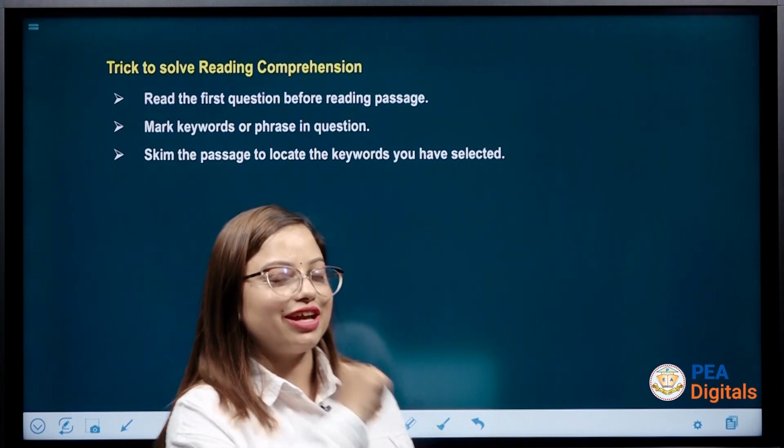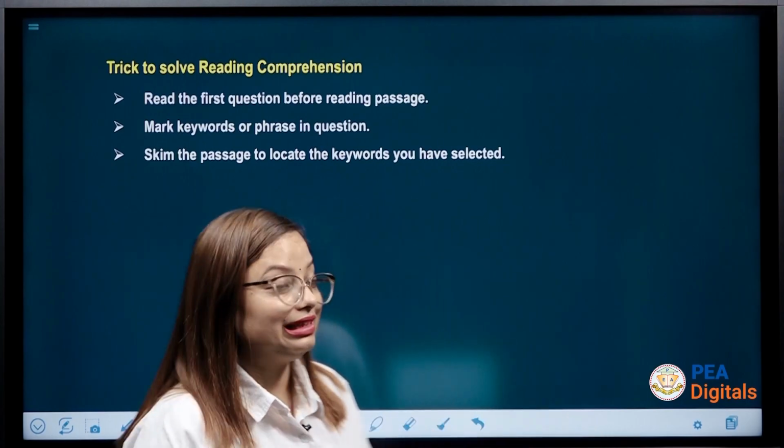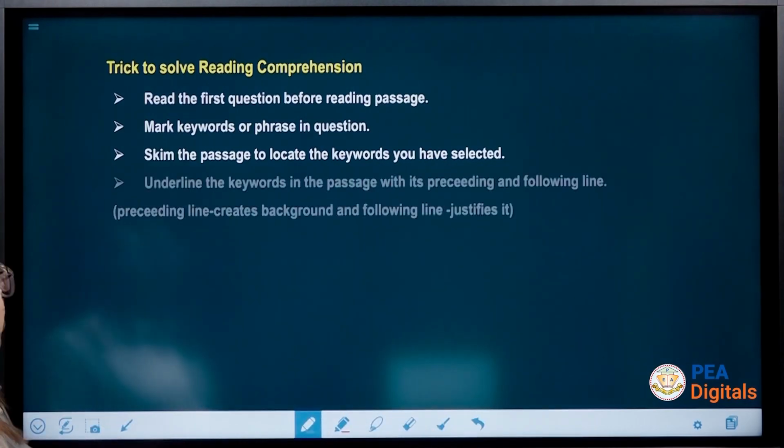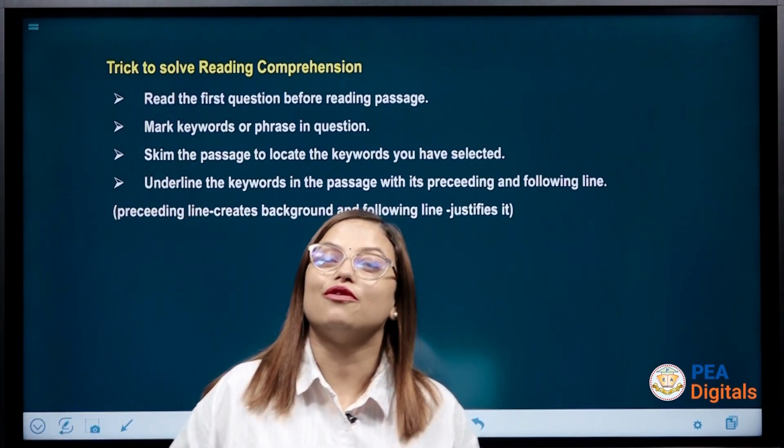So we have done three actions here on reading comprehension, and another one is that you have to underline the keywords in the passage with its preceding and following line.